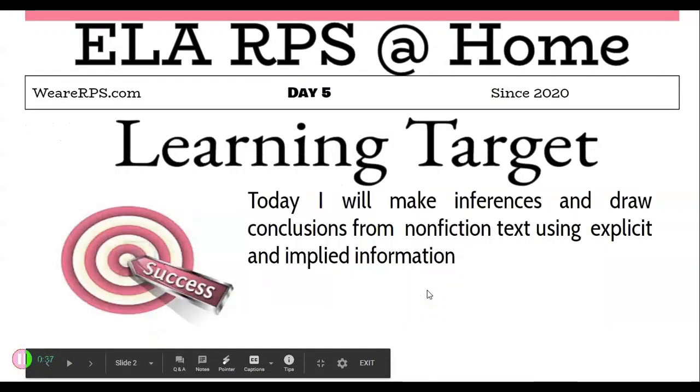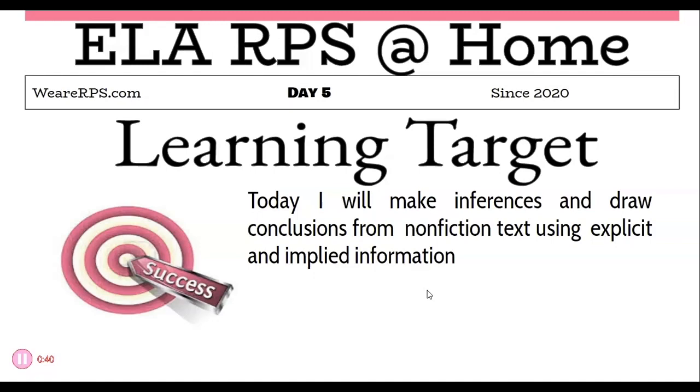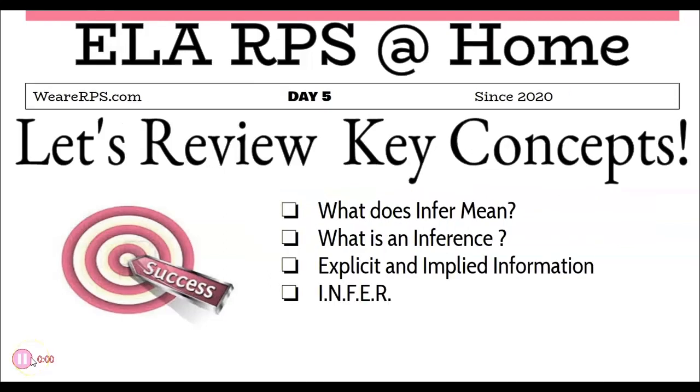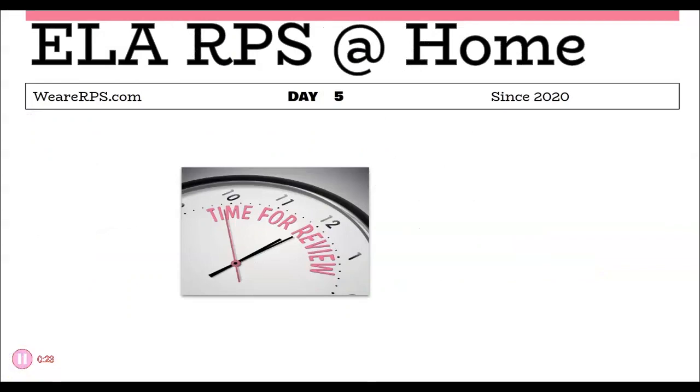Before we start any day, we always have to go over our learning target. Today's learning target is: today I will make inferences and draw conclusions from nonfiction texts using explicit and implied information. And of course, we now have our final day of review, to check that you have been following and understanding everything being taught. We're about to review what infer means, what an inference is, explicit and implied information, and our infer strategy acronym. It's time for our review.